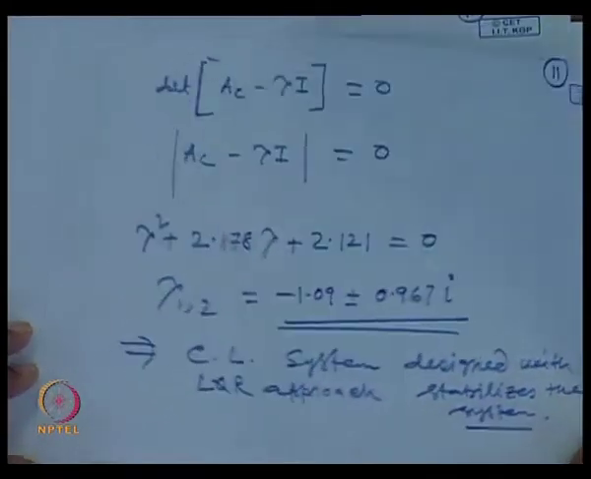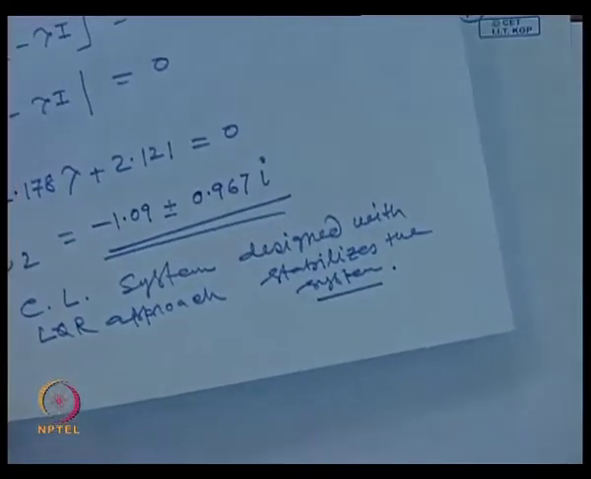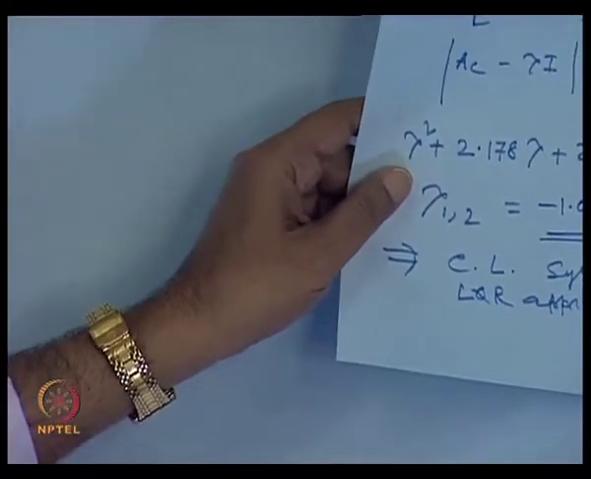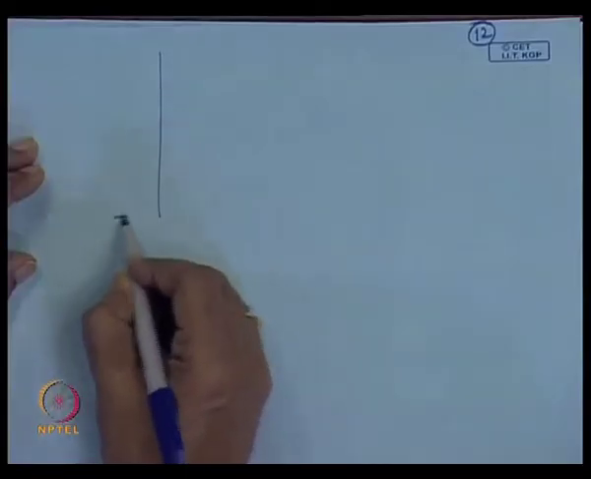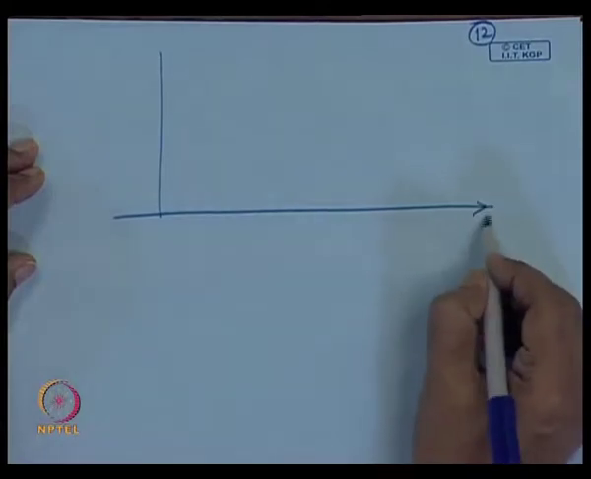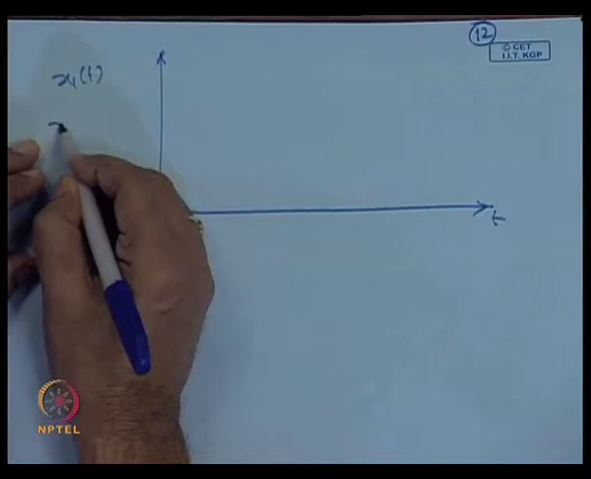Now, the third part of the problem is to find the system response with the application of the LQR optimal control law, which is designed based on the LQR. You are asked to simulate the system and get the response, t versus x1 of t, then x2 of t.